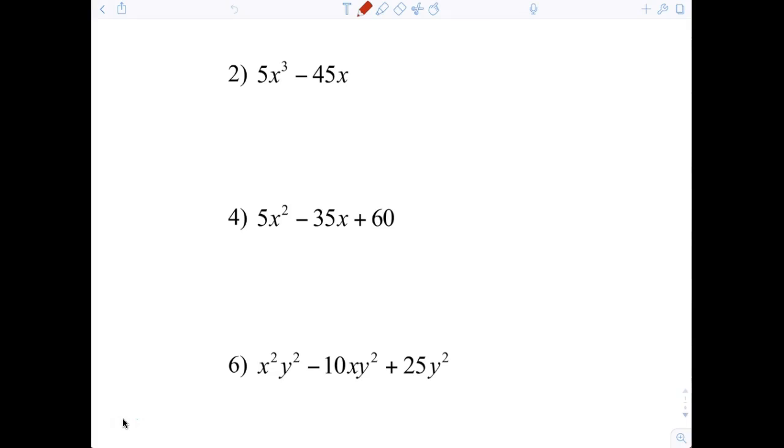All right. Somebody tell me what's common. 5x. Thank you. So everybody's pulling out a 5x. When you pull a 5x, what's left behind? X squared minus 9. And then? Wow. Feels good, doesn't it? X plus 3, X minus 3.